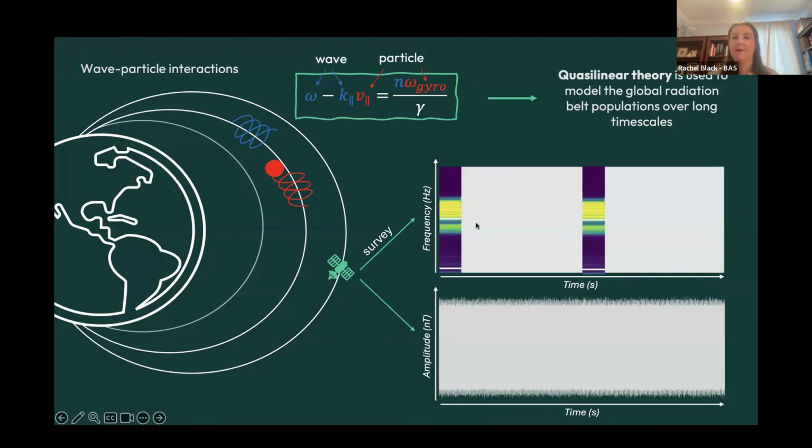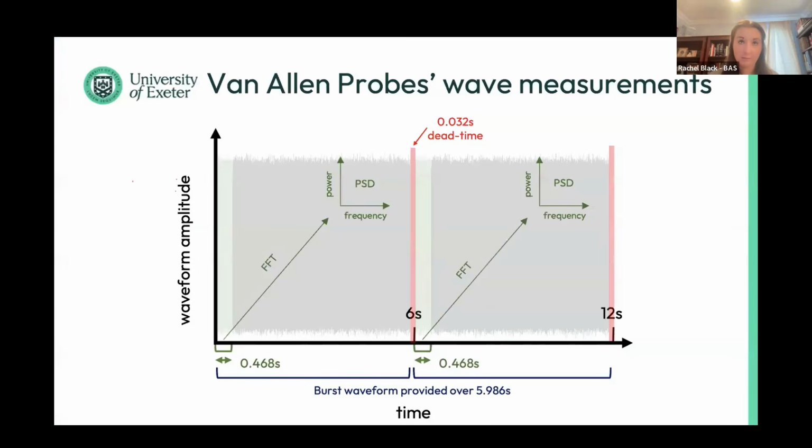Now, this is quite an ugly representation of the survey data here, and this is because I'm trying to show that whilst we received the survey mode every 6 seconds, it was actually just a Fourier transform over the first half second of that period, followed by a lot of thrown away data and then another half second Fourier transform. So they're just snapshots of what the spacecraft is seeing.